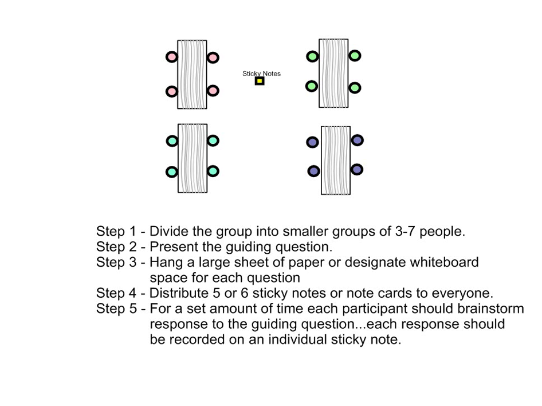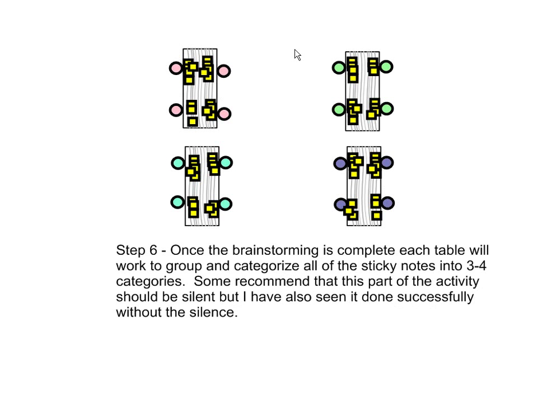Alright, once that is complete, and you can see here in our diagram now everybody has their little sticky notes, you're going to want to categorize these sticky notes at each table. So this table will be responsible for categorizing their own sticky notes, and the same for the other 3 tables. This could be done silently or without silence. It really is up to you in that choice.